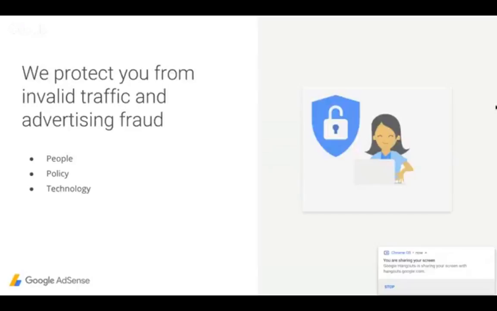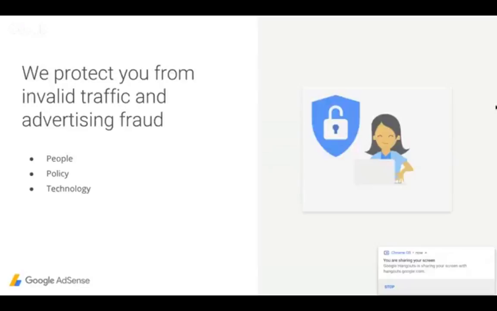We have invested a great deal in technology and a lot of experts around the globe who are continuously trying to protect you from such invalid activity. We use 3 pillars: people, policy, and technology to protect you against such invalid traffic. We have a lot of automated systems, complex algorithms, and a team of experts who work day in and day out to prevent such invalid activity from your accounts.